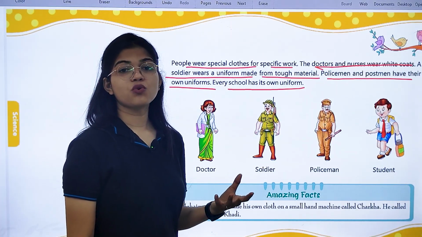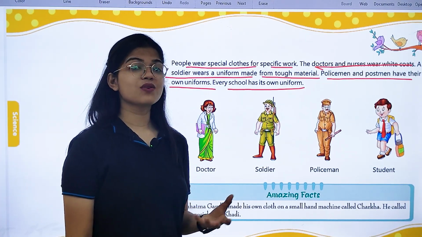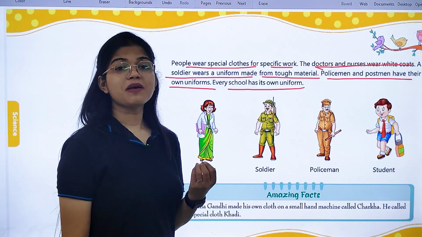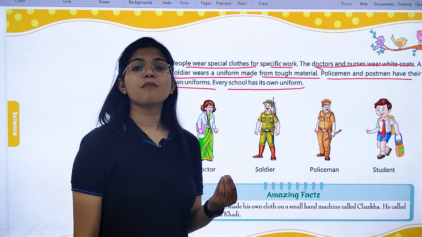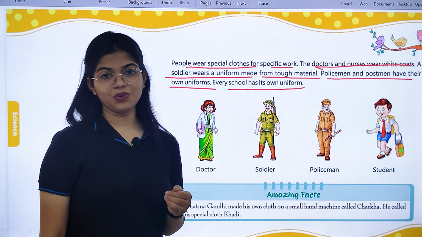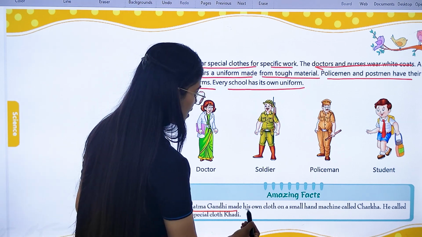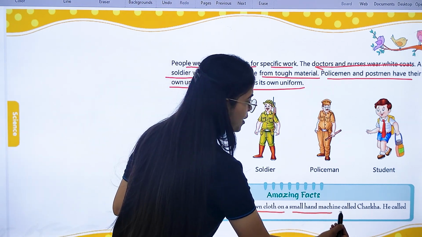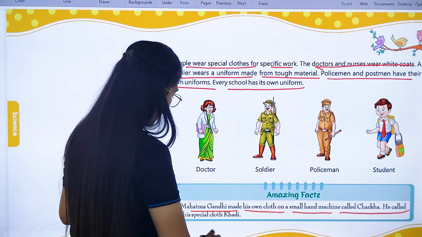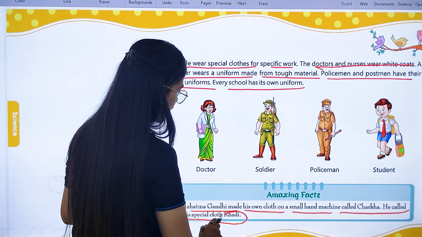You also go to school, and every school has its own uniform also to specify the children belonging to which type of school. See, then we have Mahatma Gandhi, who made his own clothes on a small handmade machine called charkha, and he called the special clothes khadi.